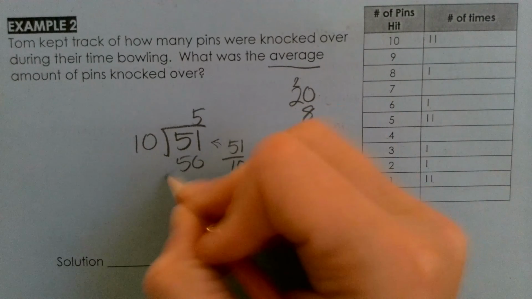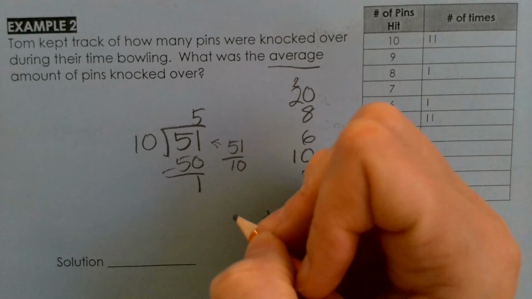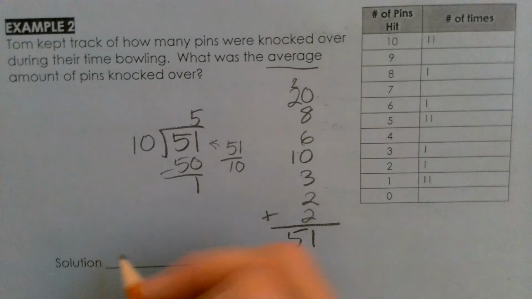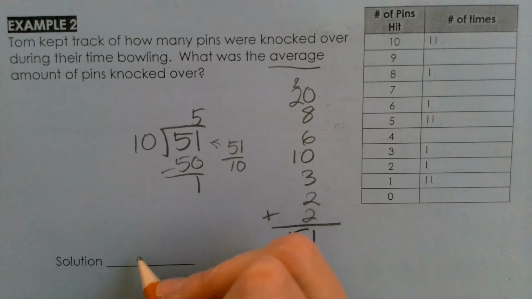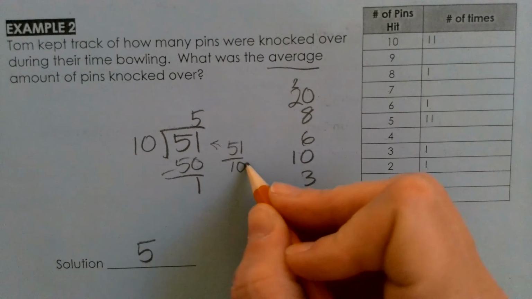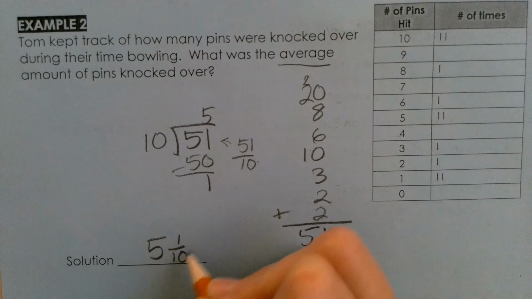So 50 goes in 5 times because 10 times 5 is 50. You'd have 1 left over. Do not put a remainder in here. If we want an average, the answer should be an actual value, and the remainder doesn't always tell us enough if we put the R. So if we look at this as a fraction, like I was talking about, we have 5 and 1/10.